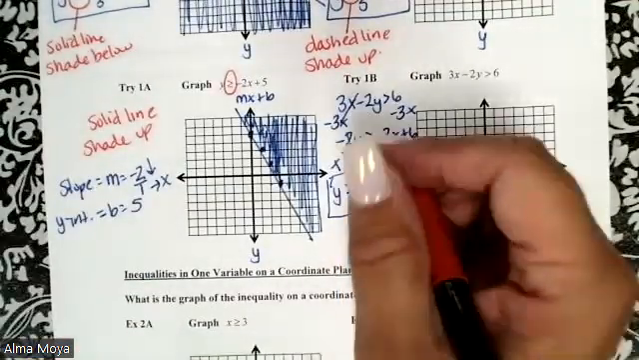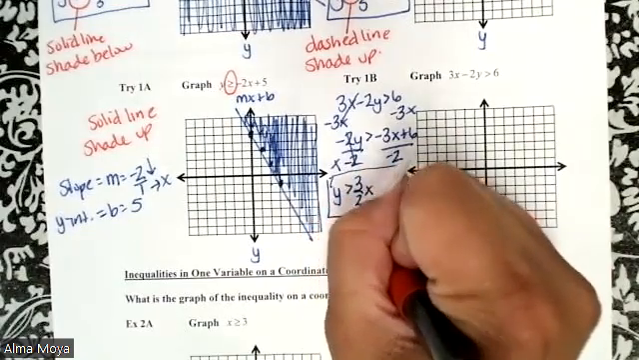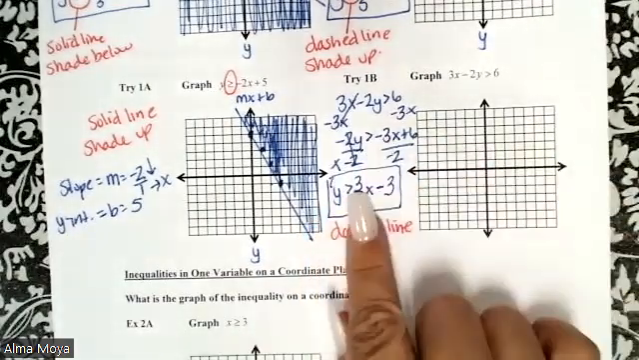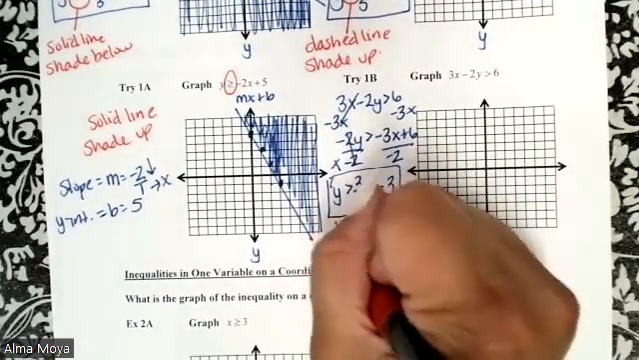There is no line on the bottom, so this is going to be a dashed line. And that is the greater than symbol. Greater than means to shade up.